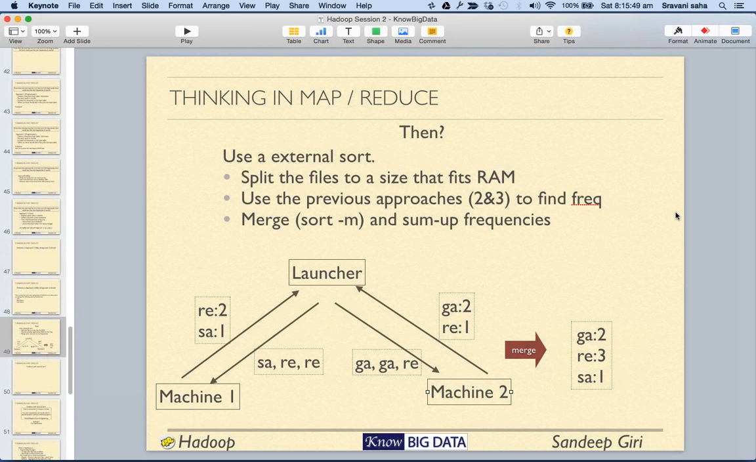So here, if we just say that the first half goes to machine 1 and the second half goes to machine 2, we don't have to worry about maintaining this.